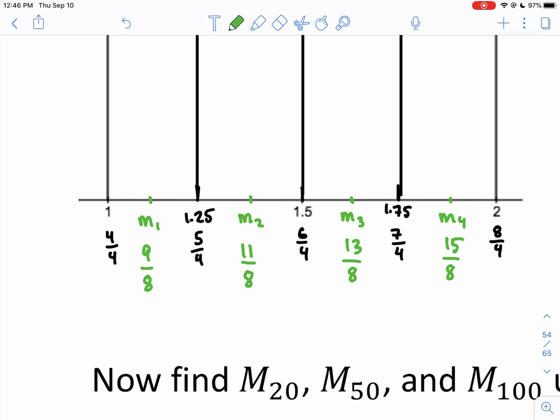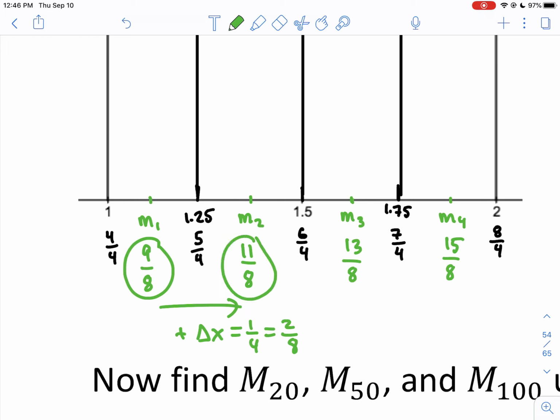And so if you want to go from one midpoint to the next, you could just add the delta x, right? And the delta x was 1/4, or 2/8. So notice to go from 9/8, add 2/8, you get 11/8. Add 2/8, 13/8, add 2/8, 15/8, right? So there's a variety of ways to go about figuring out all of these midpoints.